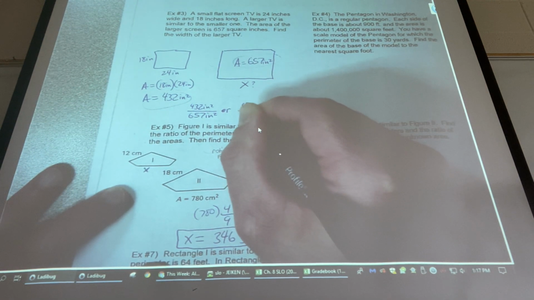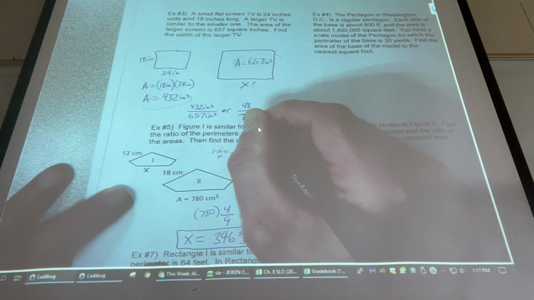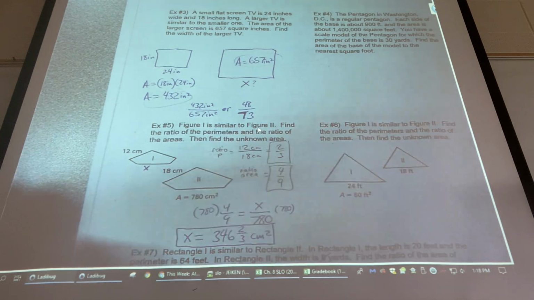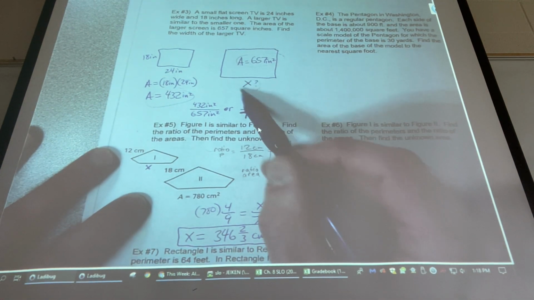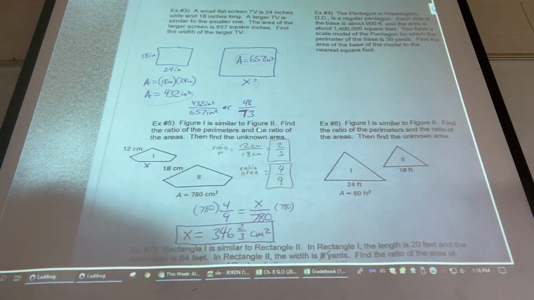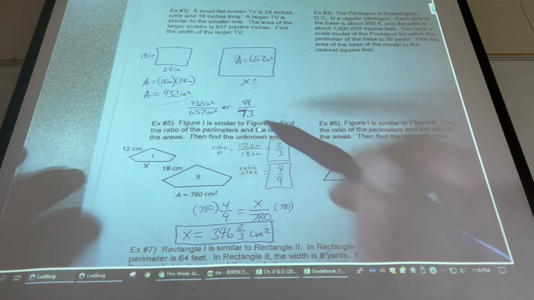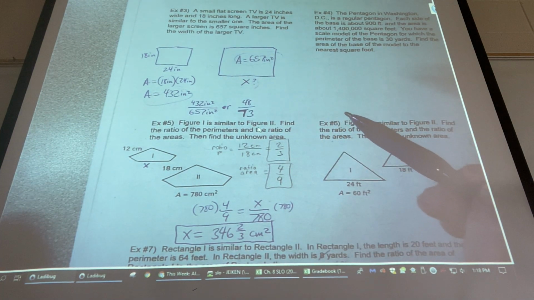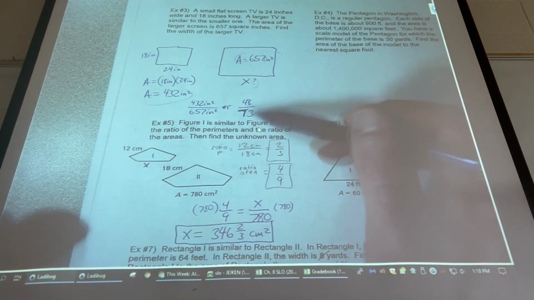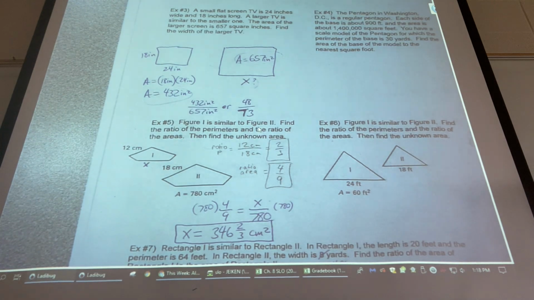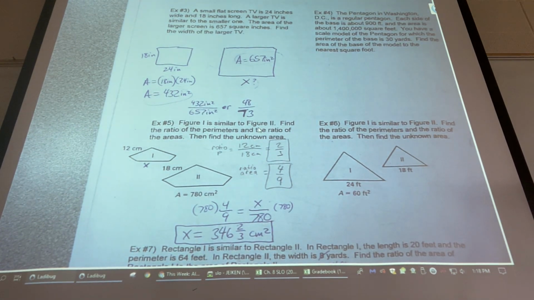I got bad news for you. This is the area ratio. But what are we trying to find? The width of that. A side length. So this is the side ratio, wouldn't it be that square root technically? It would be this square rooted. Exactly. Are you guys with me on that? Because we're going the other direction.